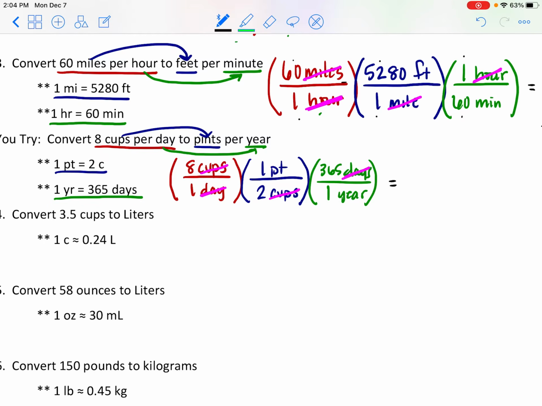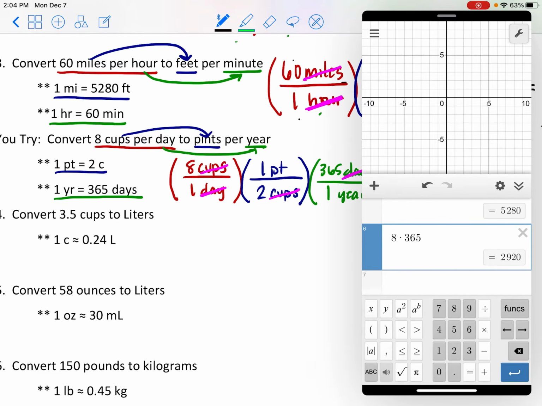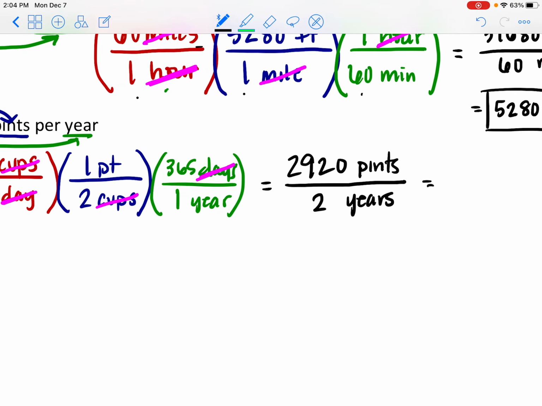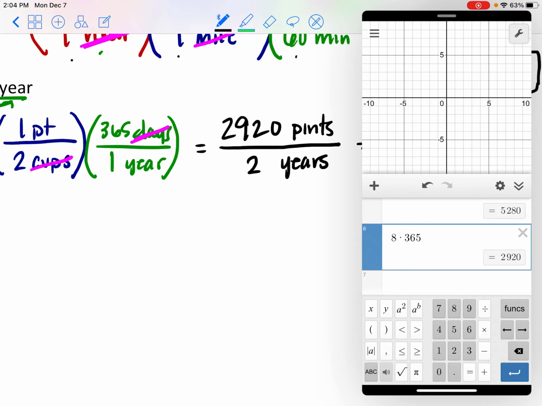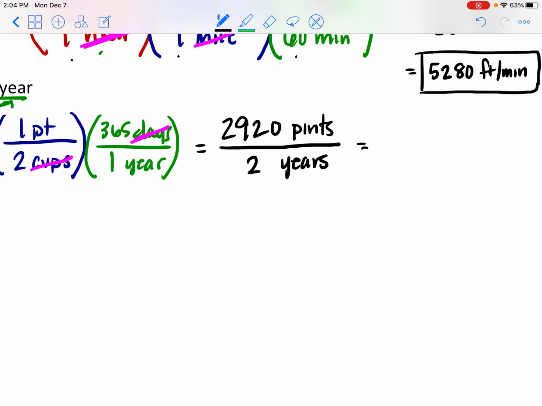So now we're going to multiply straight across the top. 8 times 1 times 365. 8 times 365 is 2,920. And the only units left there are pints. And then on the bottom, multiplying straight across, 1 times 2 times 1 is going to be 2. And the only units left on the bottom are years. Okay, so now we just divide. What is 2,920 divided by 2? 1,460. 1,460, and that's pints per year.